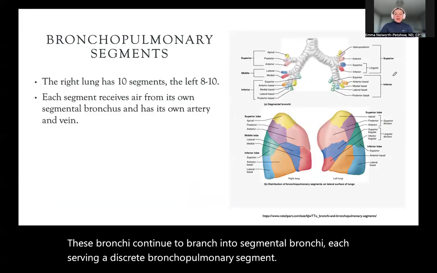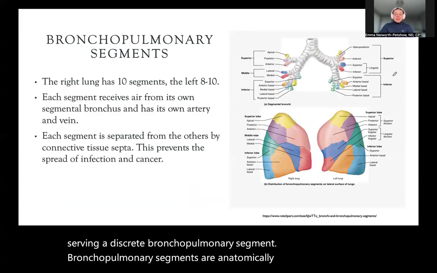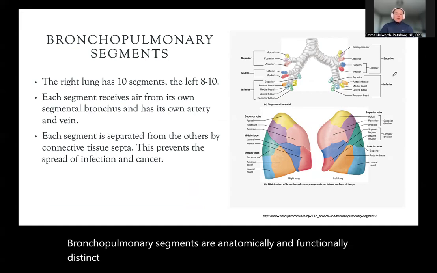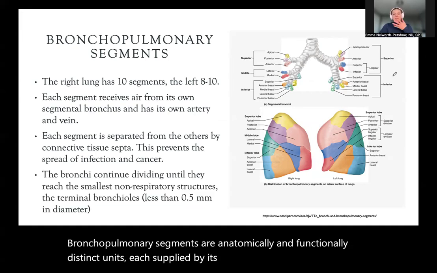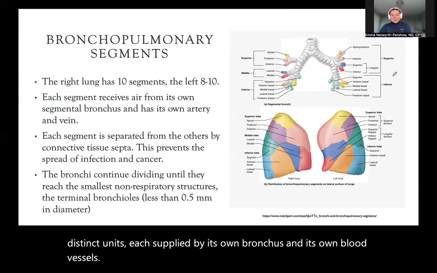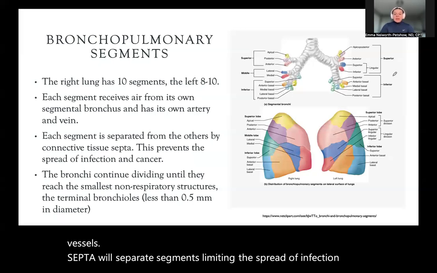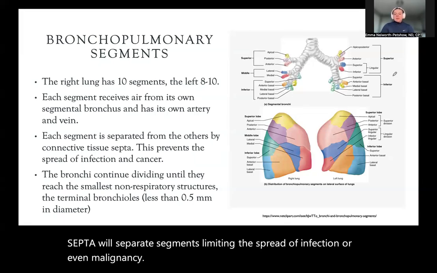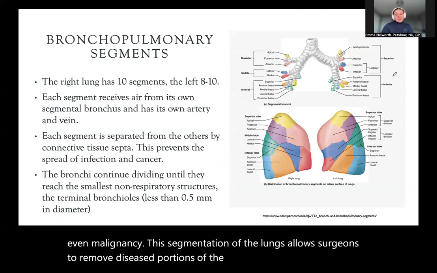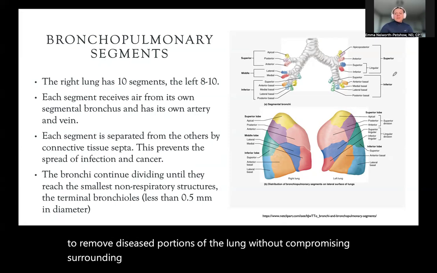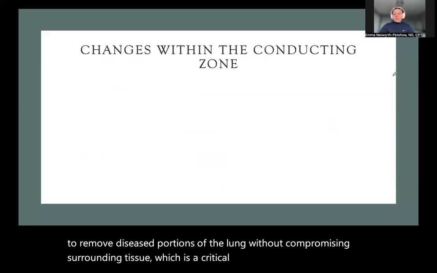Bronchopulmonary segments are anatomically and functionally distinct units, each supplied by its own bronchus and its own blood vessels. Connective tissue septa will separate segments, limiting the spread of infection or even malignancy. This segmentation of the lungs allows surgeons to remove diseased portions of the lung without compromising surrounding tissue, which is a critical concept in thoracic surgery.